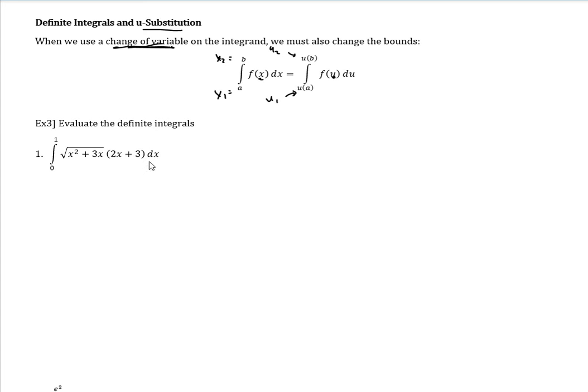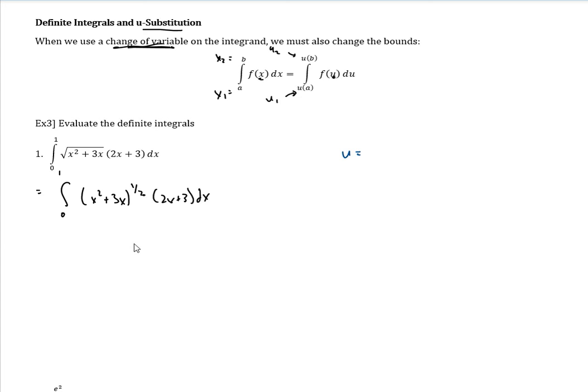All right, so let's evaluate these definite integrals. So this does require a u-substitution. Okay, so I've got my u. So just like any u-sub, I'm just going to put it to the side. And maybe, actually, before we begin, let's go ahead and just rewrite the radical as x squared plus 3x to the 1/2. There we go. And then times 2x plus 3 dx. Okay, so that's typically how we would do that.